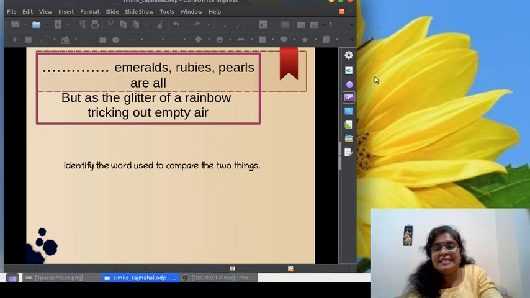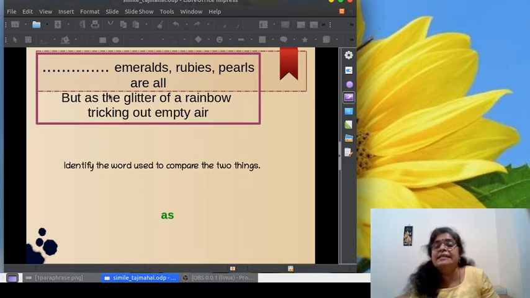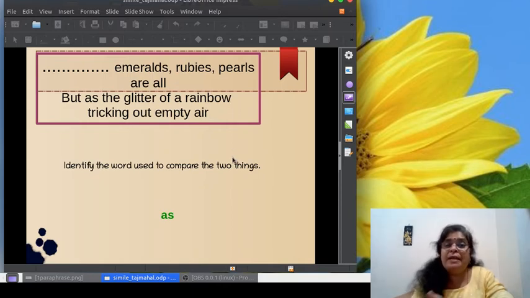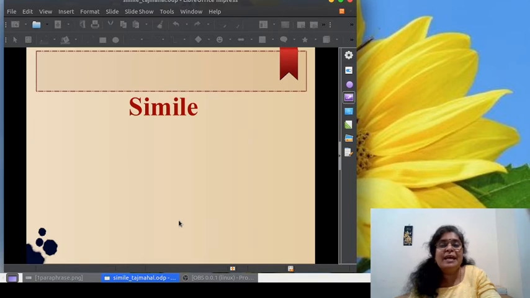And the next question is, what is the word used to compare these two things? The word 'as', as the glitter of a rainbow. That is why it's a simile. Here two things are compared using the word 'as'. So it's a simile. S-I-M-I-L-E.